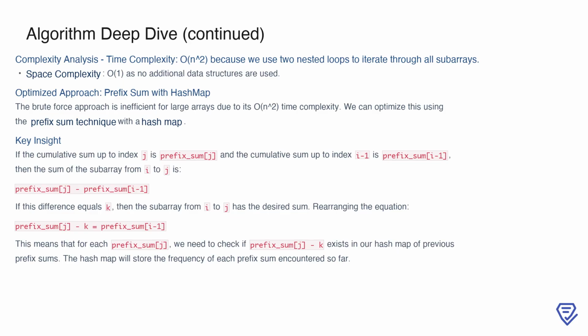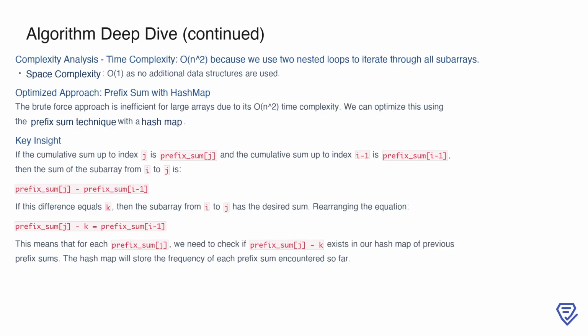To improve efficiency, we can use an optimized approach that leverages the prefix sum technique in combination with a hash map. The key insight behind this optimization is that the sum of a subarray can be expressed using prefix sums. Specifically, if the cumulative sum up to index j is prefix_sum[j], and the cumulative sum up to index i-1 is prefix_sum[i-1], then the sum of the subarray from i to j is simply the difference, prefix_sum[j] - prefix_sum[i-1]. If this difference equals k, we know the subarray from i to j has the desired sum.